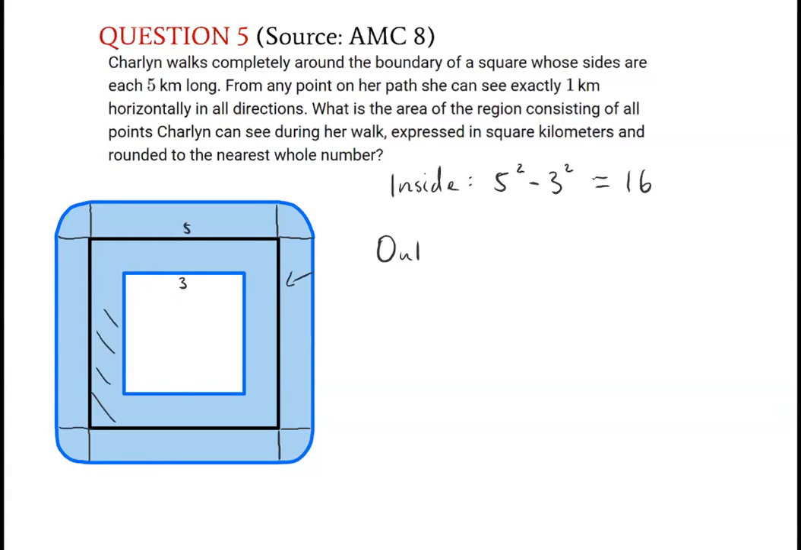And then the outside, well, first let's just find these rectangles. So these, the area of those is just 5 times 1, and then there are 4 of those. And then we add all of the quarter circles. And there are 4 quarter circles, so that will make 1 whole circle.